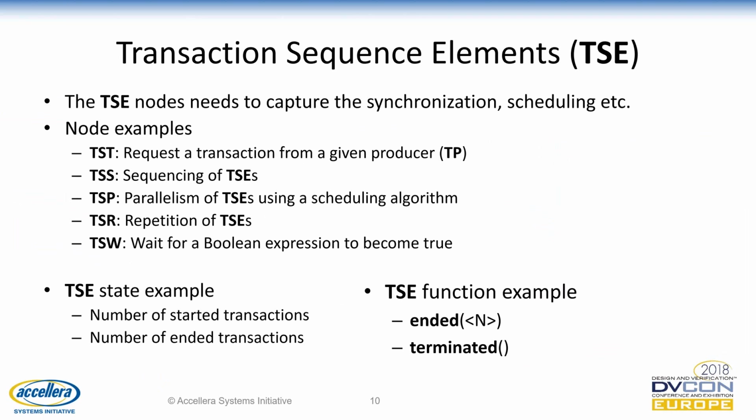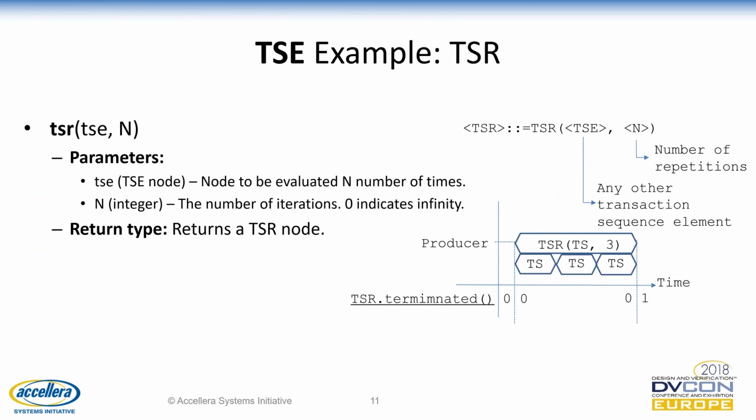If we dig into what a transaction sequence node, or TSE, a transaction sequence expression, is, then we take a closer look here at the TSR operation. In the upper right corner, you see a BNF notation for this TSR node. A TSR basically contains a TSE, so it could be any other transaction sequence, and then a natural number. This means that when you use the TSR, it will repeat whatever TSE you have specified n number of times. If you look at the graph below, you can see that it would have a state, and time-wise, it would start at some point. In this case, it needs to do the TS three times, so it would start and end, and then TS three times, one after another in sequence.